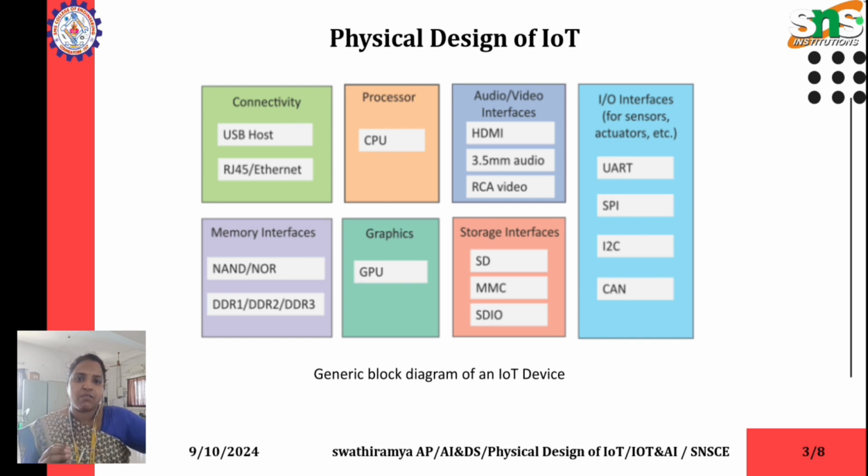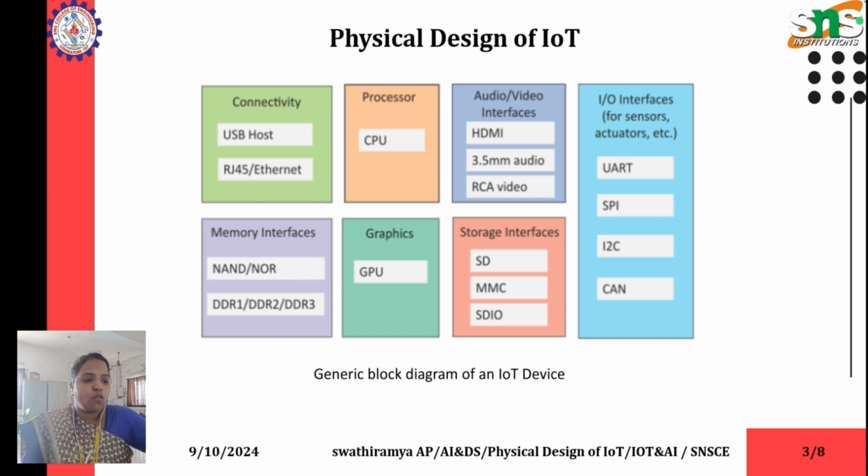For the memory interface, you have two things. One is NAND, NOR, and also DDR1, DDR2, DDR3. So, start with NAND and NOR. These are types of flash memory used for storing data. NAND flash is commonly used for high density storage, while NOR flash is used for boot storage and execution due to its faster read speed. Okay, this is the use of NAND and NOR.